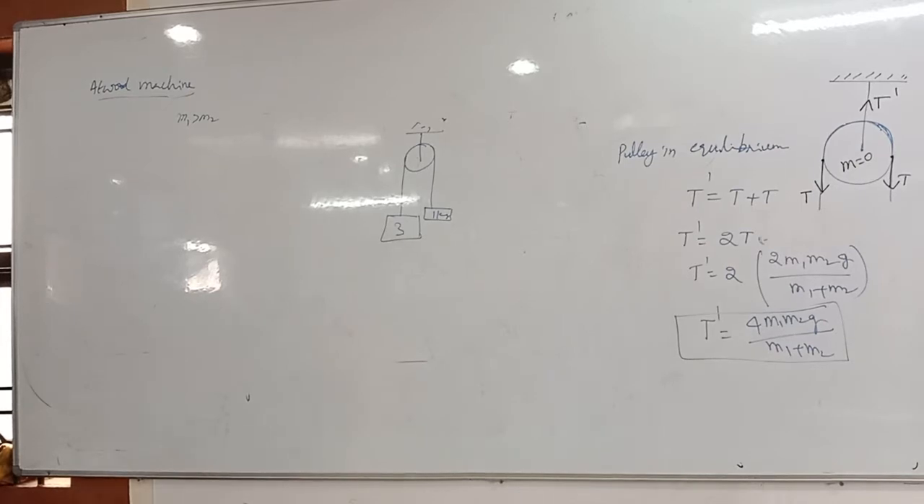3.3. 2 by 4, no, 0.5. 0.5 into 10, yes, 5. 5 is the acceleration, then tension 60 by 4. Yes, very good. 15. Acceleration 5, tension 15, tension for the pulley is 30. Those are the answers. You should not take this much time. Direct substitution only.